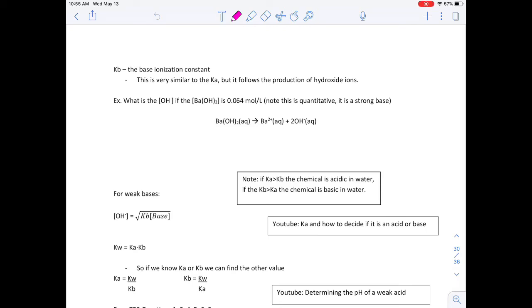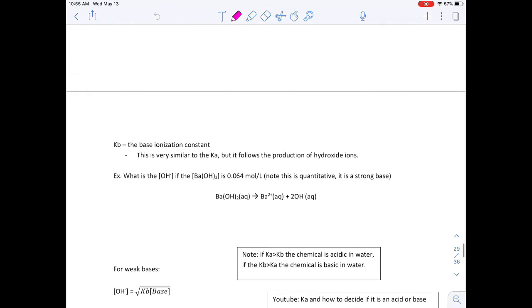Last week we looked at the Ka, or the acid ionization constant. The acid ionization constant would have something like hydrogen fluoride plus water creates hydronium and the fluoride ion. And so your Ka expression for this is the concentration of hydronium times fluoride over hydrogen fluoride at equilibrium.